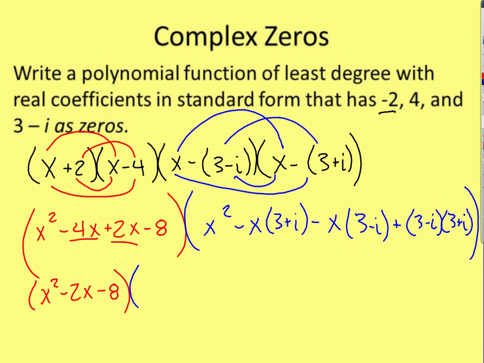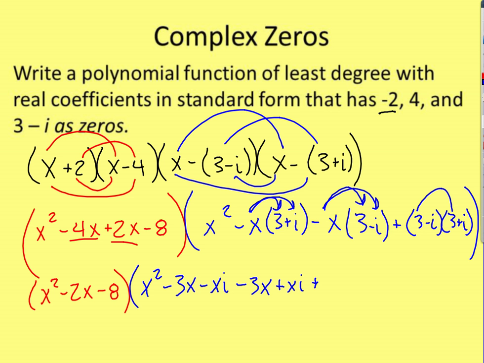On the right side, we have x squared. If we distribute that x, we're going to have -3x minus xi. If we distribute here, we're going to have -3x plus xi, because this is a negative and negative, which makes it positive. And then we are going to have to FOIL on this last part.